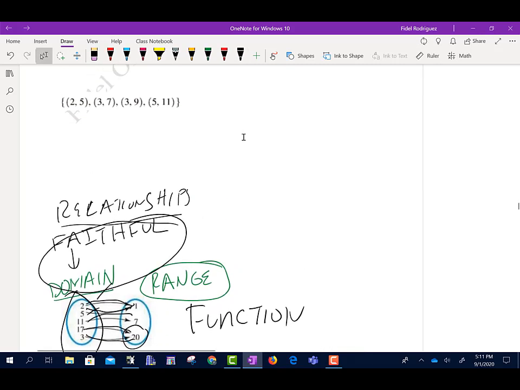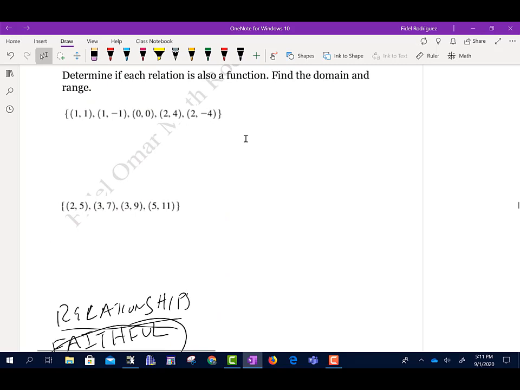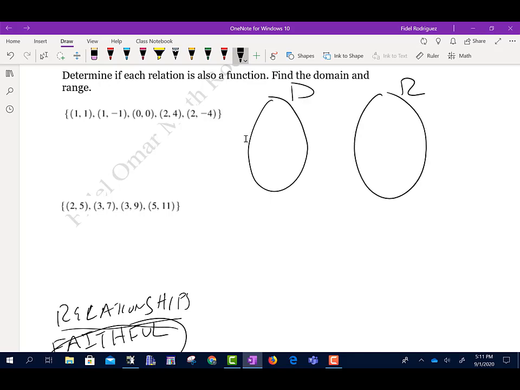So when I scroll back up to these problems, it says determine if each relation is also a function. I'm going to draw the same kind of picture that I had before. Here's my domain, here's my range. Remember what the domain is. The domain are the x values. So I'm going to come back over here and look at my x values: 1, 0, and 2. And then my range are my y values. So I have 1, -1, 0, 4, and -4.